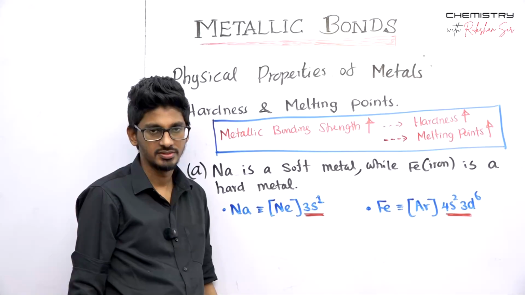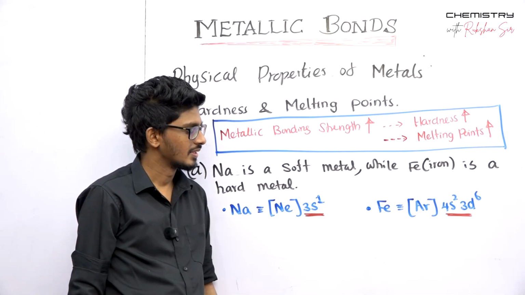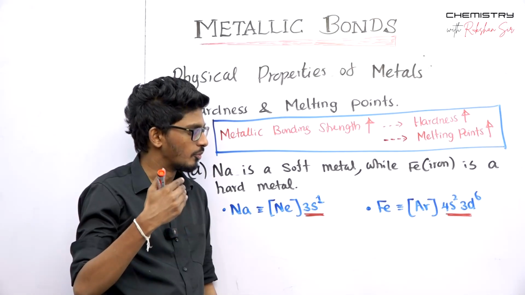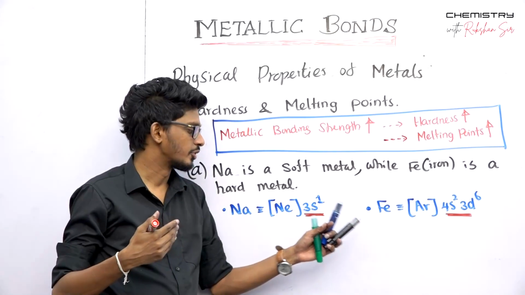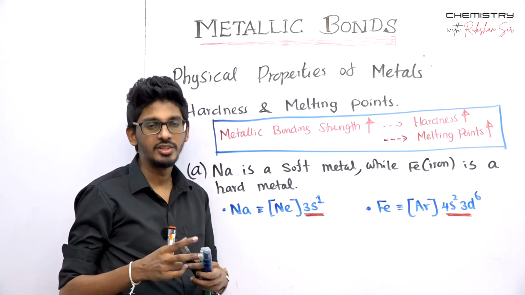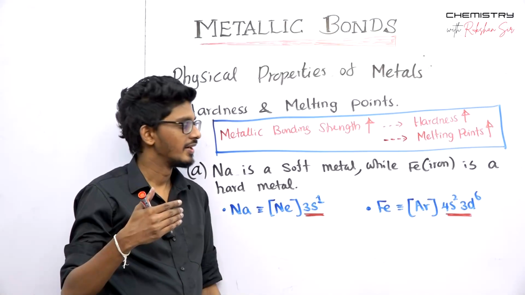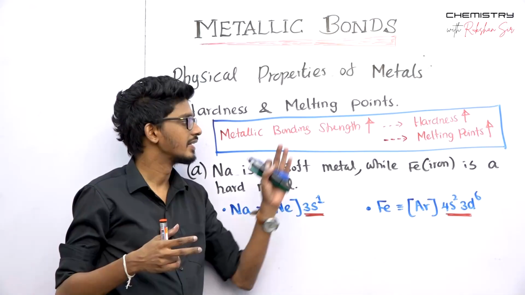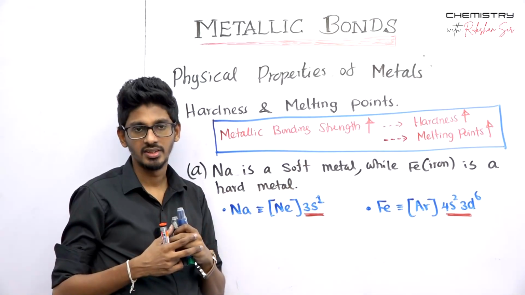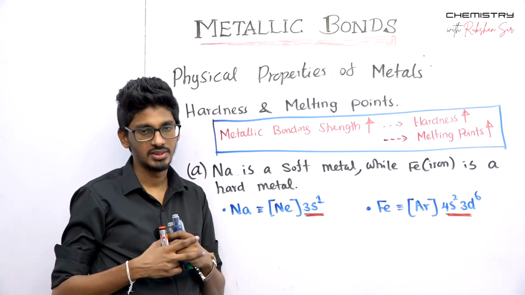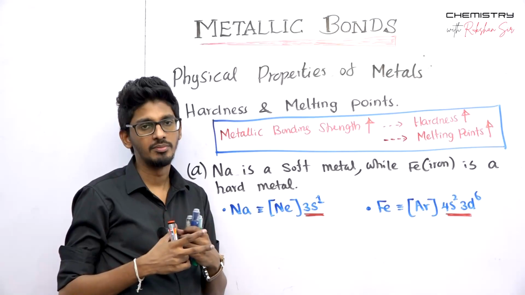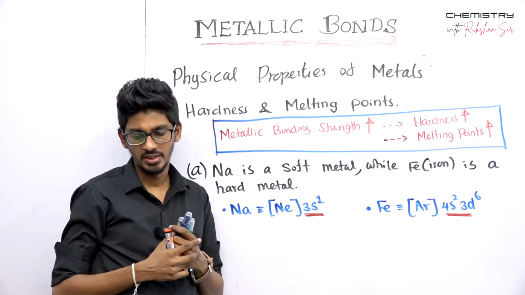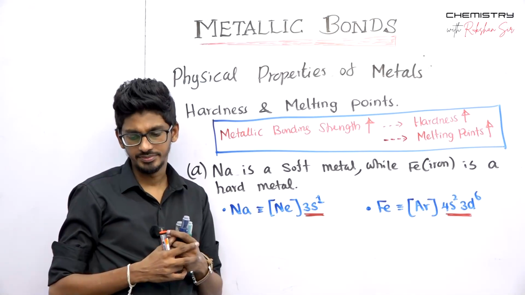That is one factor which affects the strength. More electrons will be released by the iron to the electron sea compared to sodium. More electrons released to the electron sea means a greater metallic bonding strength with iron compared to sodium. The greater the metallic bonding strength, the greater the hardness. That is why we say sodium is a soft metal while iron is a hard metal.